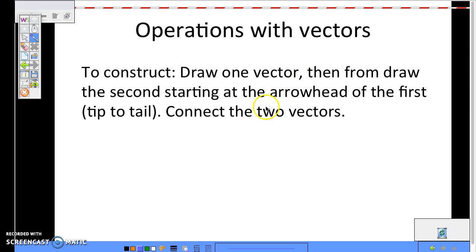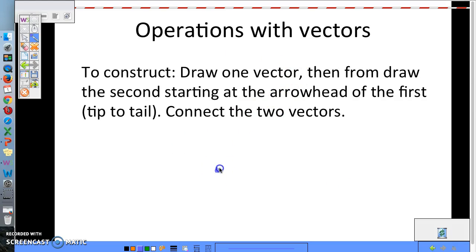So when you're constructing these, tip to tail, you'll never have an arrow facing an arrow. You'll always have your start to the direction it's going. So you won't find those two arrows facing each other.